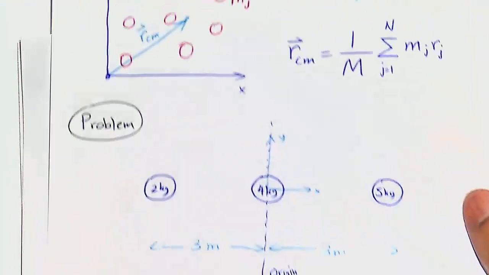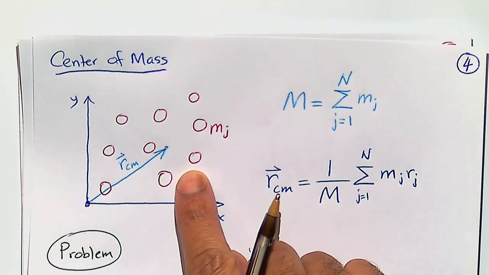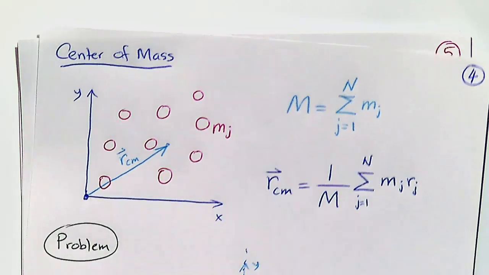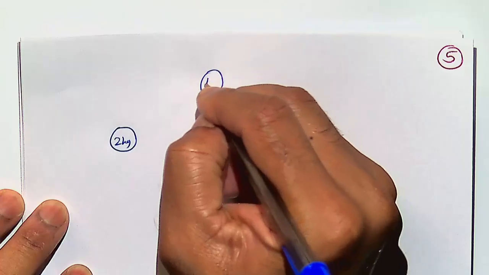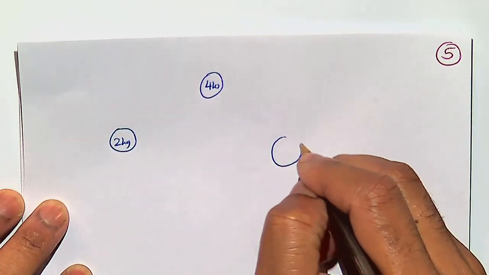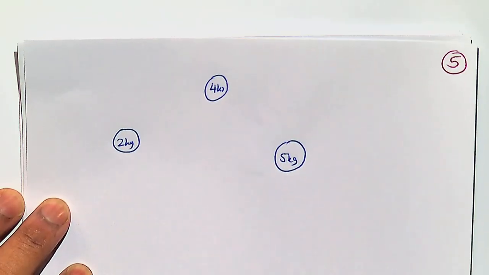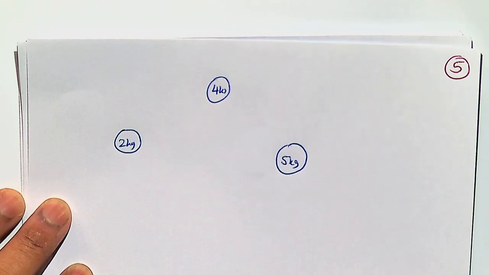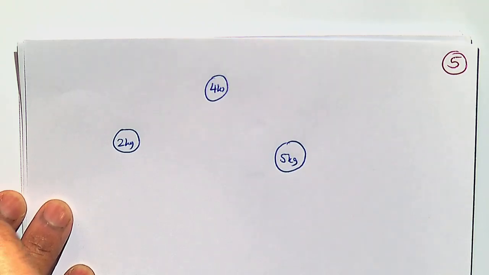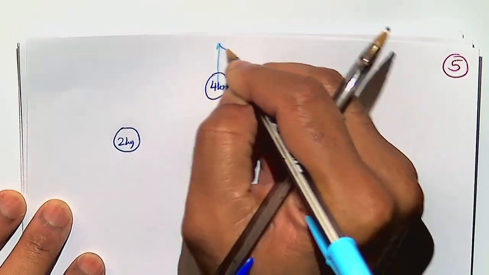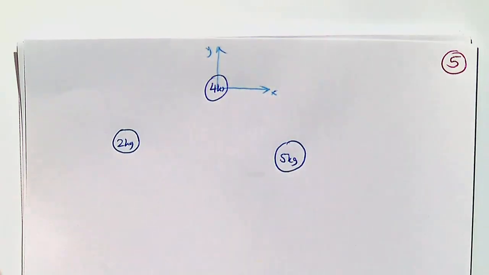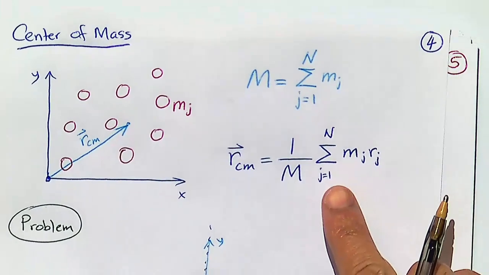Okay, so let's say instead of all the particles being lined up like this, it was more of a situation like this, right? Where you had, let's say, the 2 kilogram right there, and then the 4 kilogram was over there, and then the 5 kilogram was over here, right? Now, same scenario. What you want to do is establish a place to measure from. So let's say you want to stick to the 4 kilogram, and you say, okay, that's my x and y. Okay, you're measuring distances from x and y, and believe it or not, you're still applying this rule.